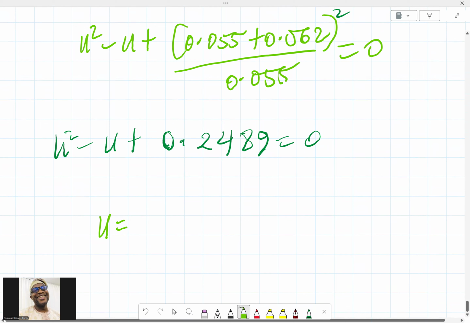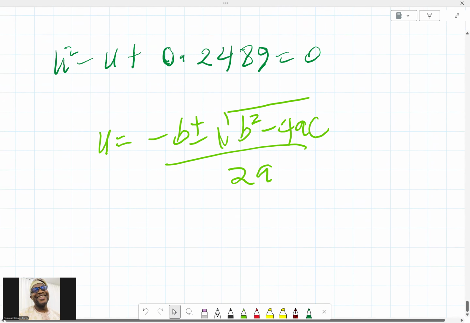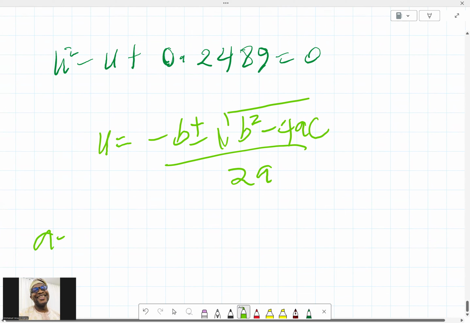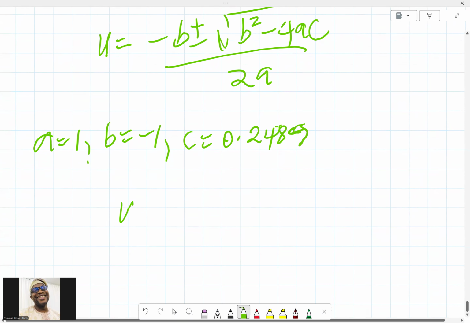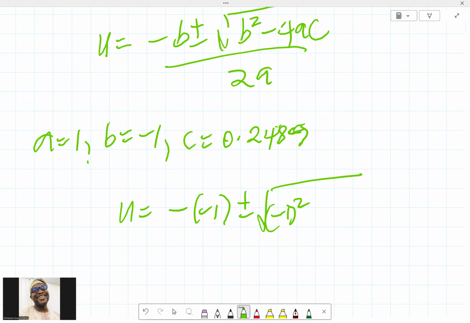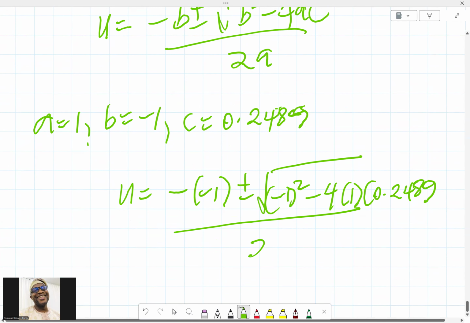u is simply minus b plus or minus square root of b squared minus 4ac, all over 2a. Of course, a is 1, the coefficient of u squared, b is minus 1, the coefficient of u, and c is the constant 0.2489 that we got here. So u is equal to minus of minus 1 plus or minus square root of minus 1 squared minus 4 times a is 1, c is 0.2489, all over 2 times 1.